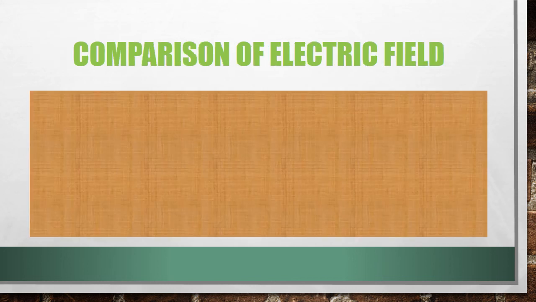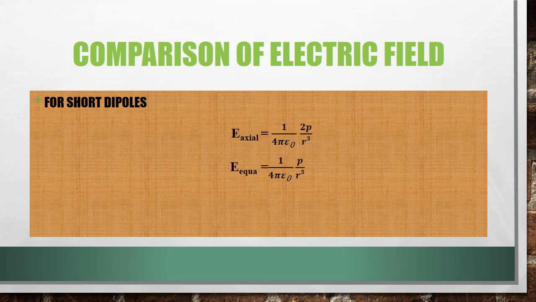Now we are going to compare the strength of the field along the axial line and along the equatorial line for a short dipole. E axial is equal to 1 by 4 pi epsilon 0 into 2p by r cube, and E equatorial is equal to 1 by 4 pi epsilon 0 into p by r cube. On comparing the above two equations, we get E axial is equal to 2 times the field along the equatorial line.